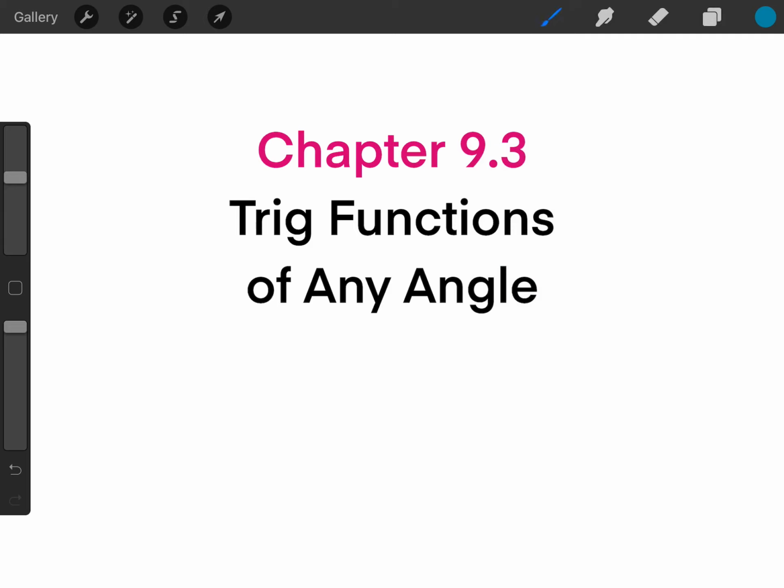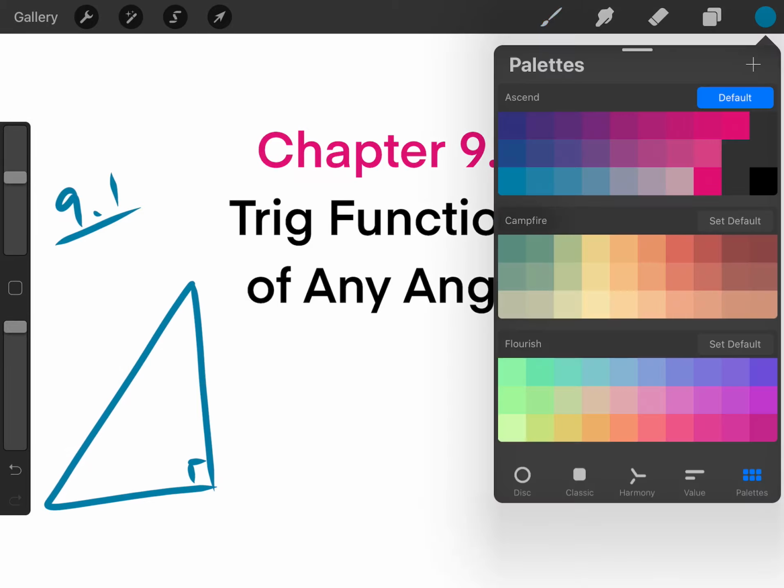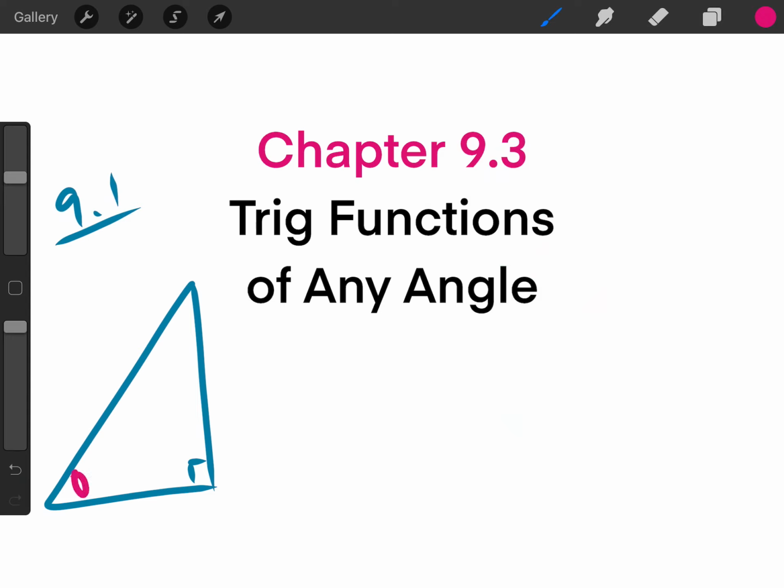Okay, chapter 9.3. We're going to be combining chapter 9.1 and chapter 9.2 together and come up with chapter 9.3. First of all, let's talk about chapter 9.1. Here, just a little review of it. If I give you a right triangle, and I call this the angle theta, then you can instantly say that this is the opposite side of the theta, and this is the adjacent side of the theta, and this will be hypotenuse.